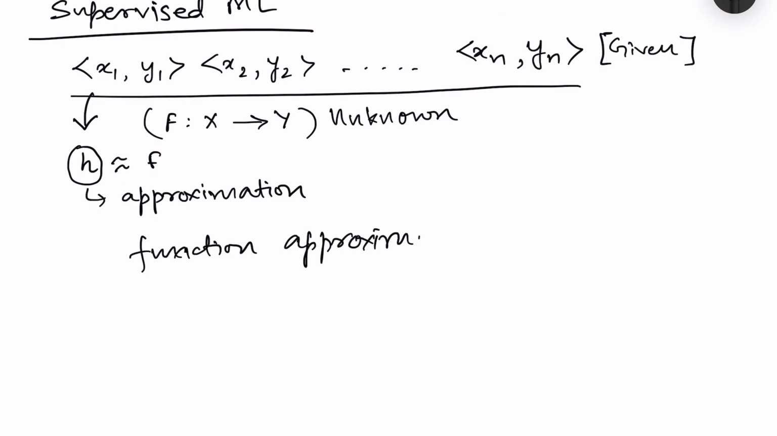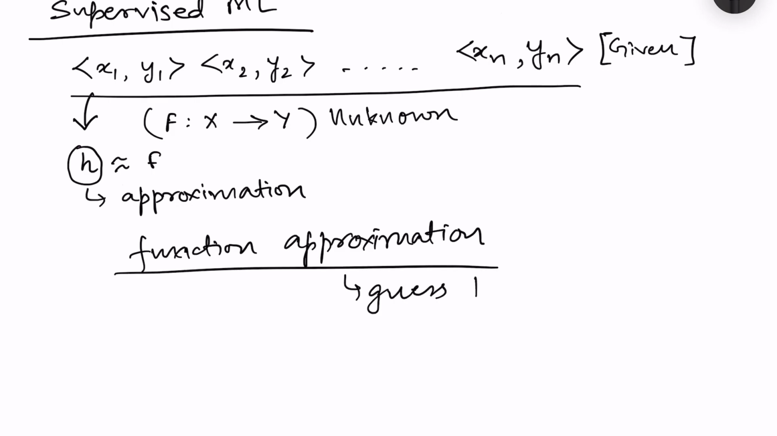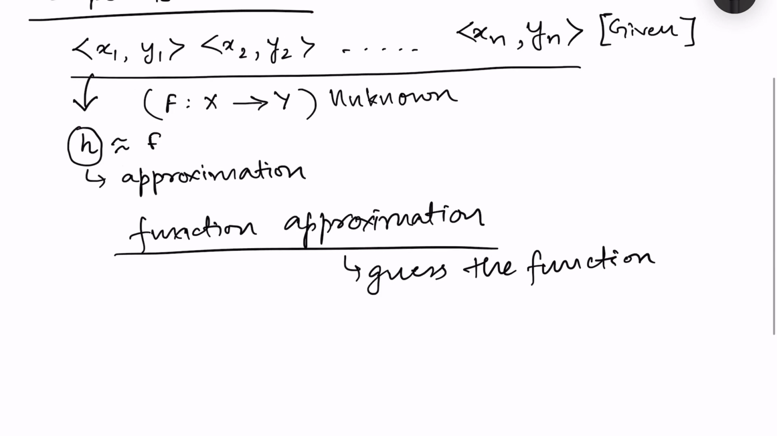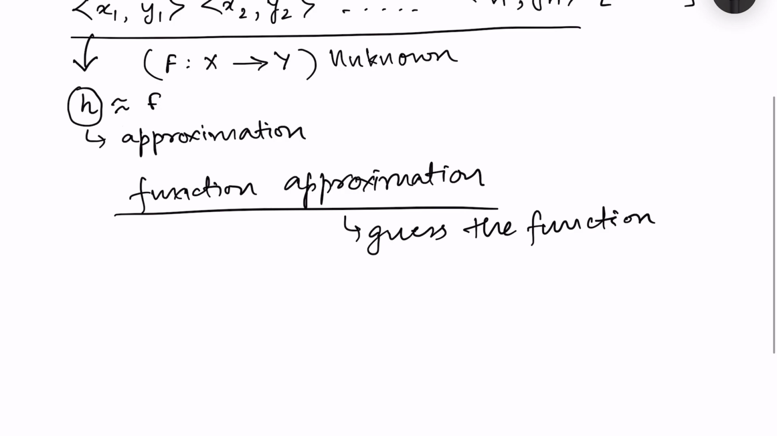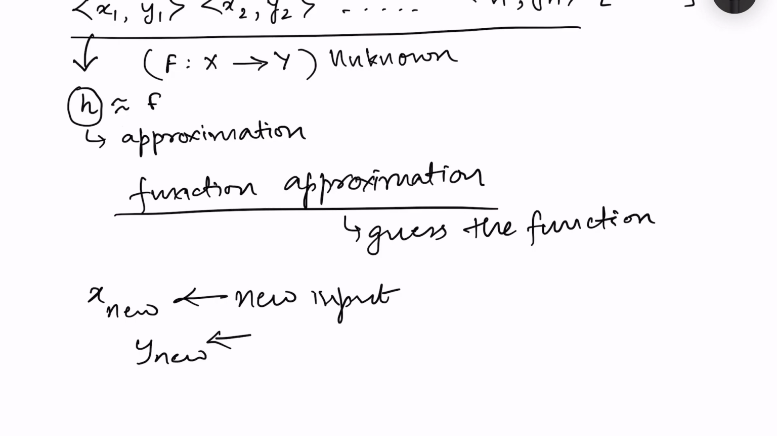Where you have some inputs and their corresponding outputs, and what you have to do is guess the function that lies in between them. Guess the function. That's the name of the game, essentially. Now, why do we want to do this? The answer for that is very simple. What you want to achieve is that if you have a new data point, a new input, you want to give a rough approximation of what the output would look like.